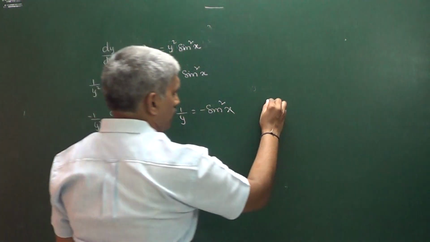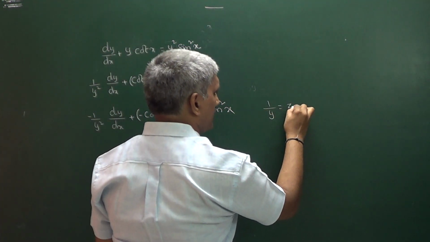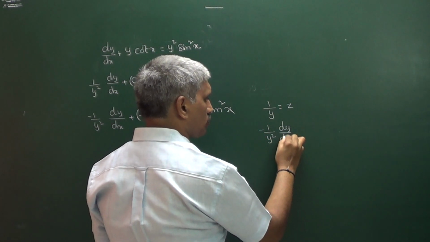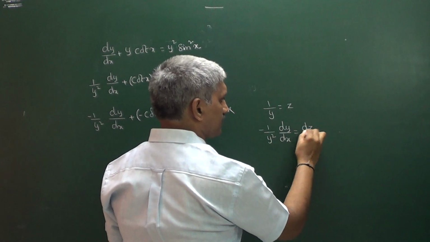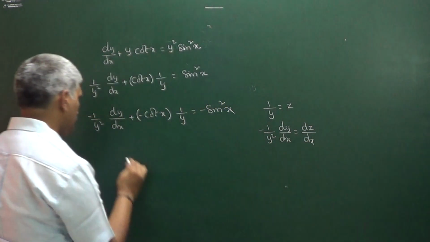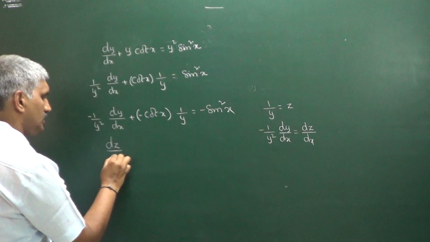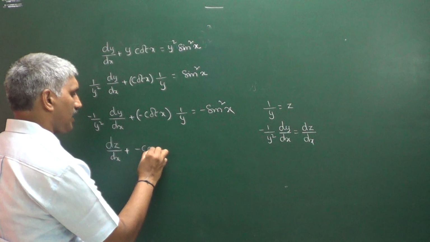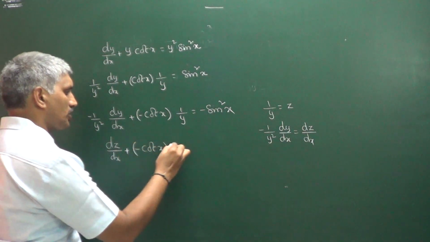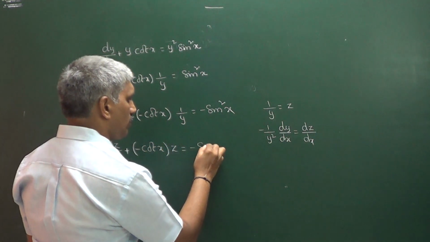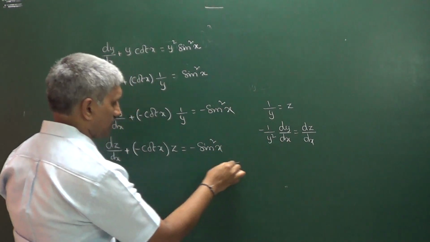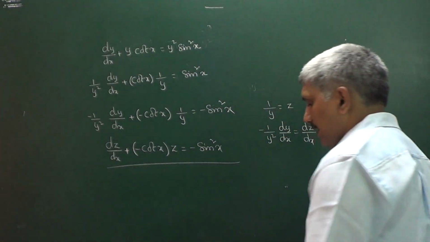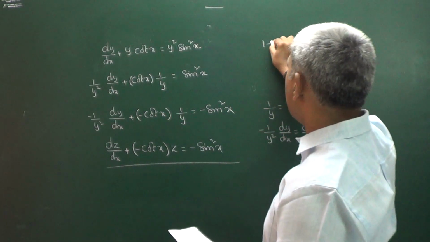Now we can say 1 by y is equals to z. Therefore minus 1 by y square into dy by dx is equals to dz by dx. Now the equation changes as dz by dx plus, in place of 1 by y, what we have to write? Minus cot x into z is equals to minus sin square x. Now it is a linear differential equation which we can solve by the integrating factor method.